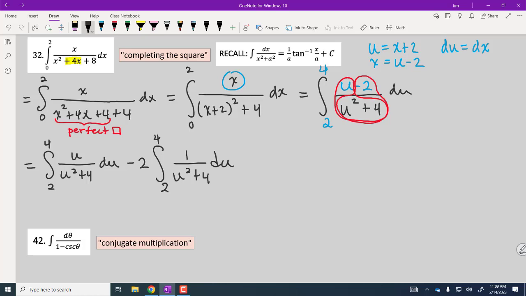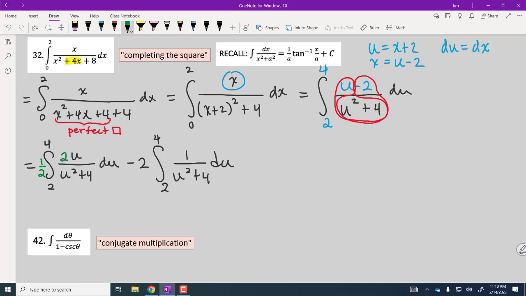So we split the fraction. So this denominator is getting divided into the u. That's this one. And this denominator is getting divided into the negative 2. That's this one. Negative 2 in the numerator can just come right out in front. What form is the first one in? Almost. Log. The derivative of u squared plus 4 is 2u. Put a 2 there. We better offset it. Now it's in log form. And the second one is an arctan.